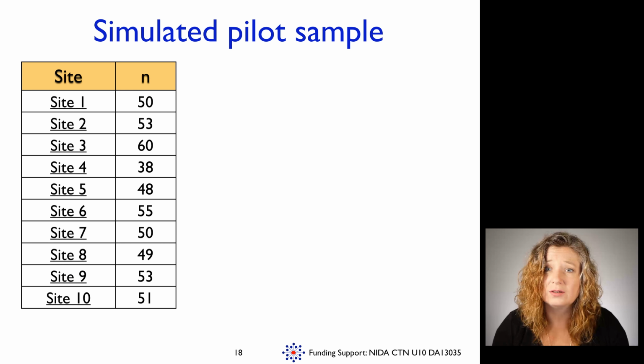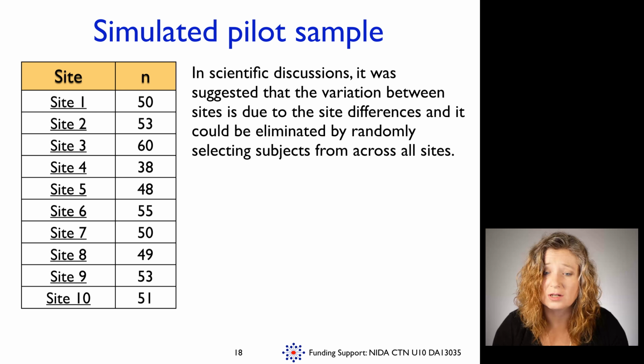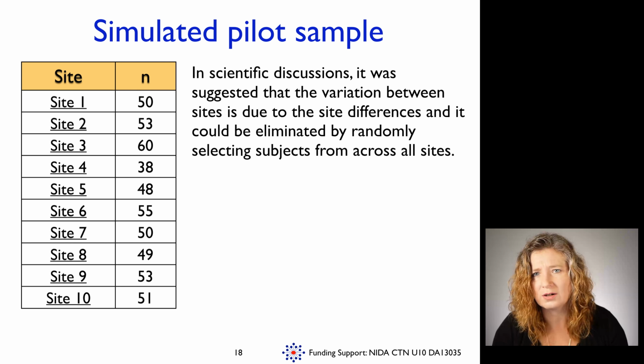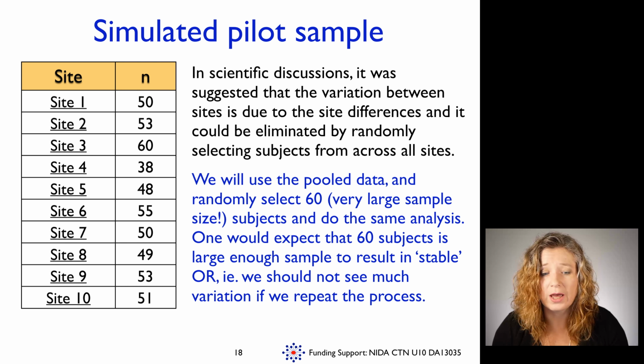So when I presented the results to my colleagues, they suggested that the variation between sites is because of the site differences. They said, well, sites are different. They are in a different location. They serve slightly different subjects. They also work slightly differently because of the human factor within sites. And that it should be eliminated and the results should be better if I just randomly select subjects across all sites. So I said, okay.